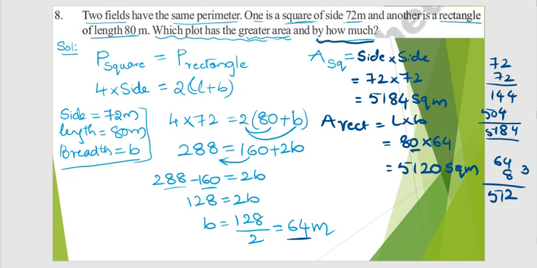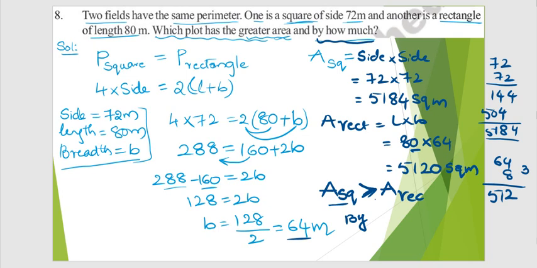Now what is he asking? By how much, he asked, no? So which is greater here? Clearly, is 5184 greater or is 5120 greater? 5184 is greater. So clearly what can I say? Area of square is greater than area of rectangle, right? By how much is he asking, no? This symbol is nothing but greater than. So area of square is greater than area of rectangle by. He is asking by how many.